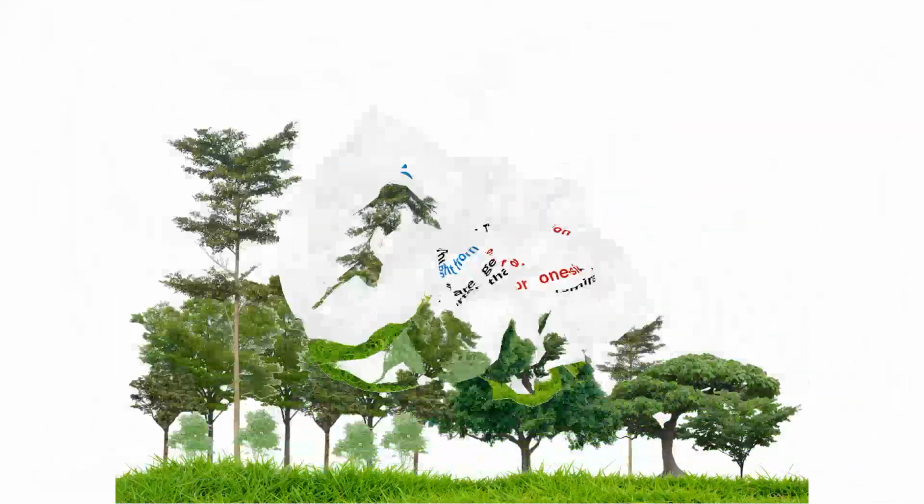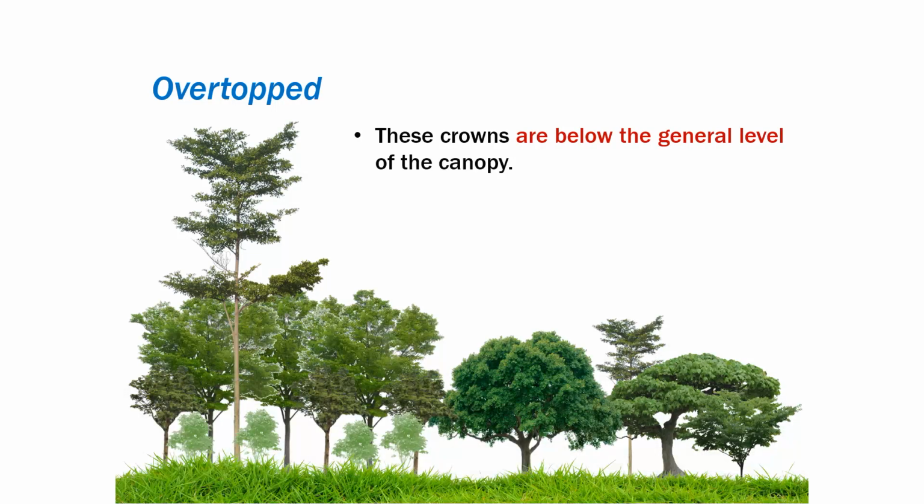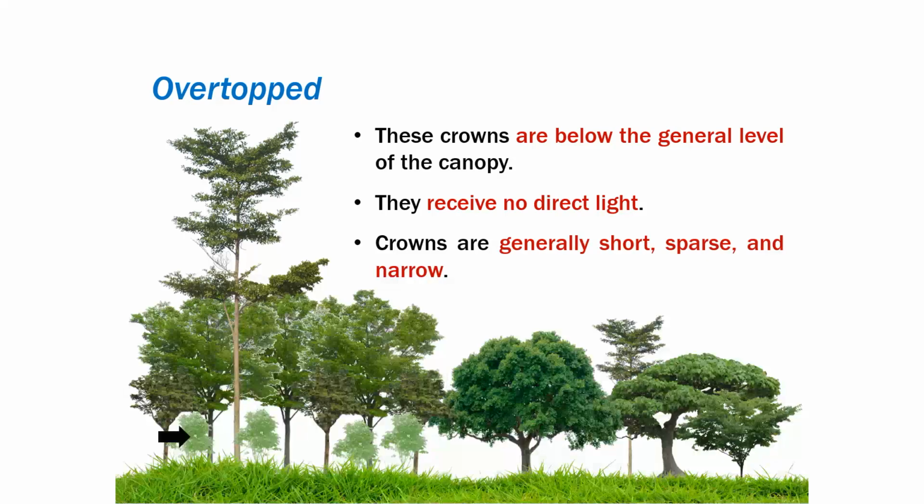And the bottom layer of the forest is over top. These crowns are below the general level of the canopy. They receive no direct light. And the crowns are generally short, sparse, and narrow.